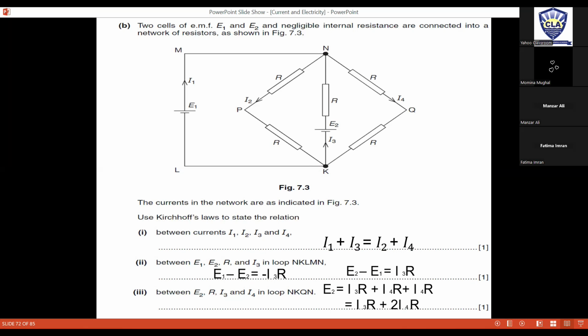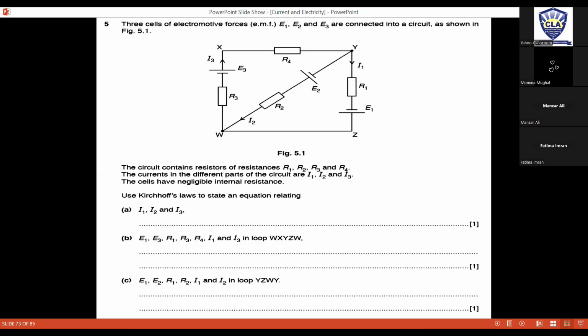Okay, let's take another question. Similar one. Choose a junction, for example, Y. I3 is entering, I2 is leaving, and similarly, I1 is also leaving. I3 is equal to I1 plus I2.